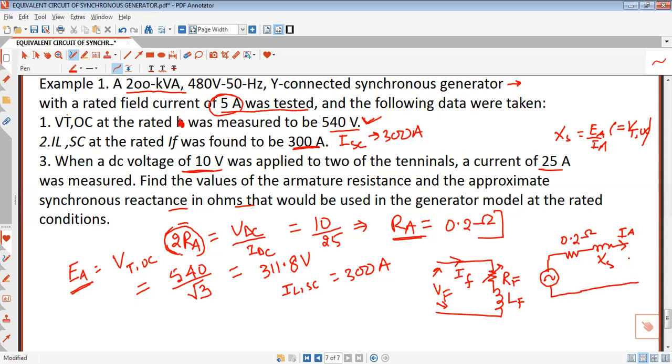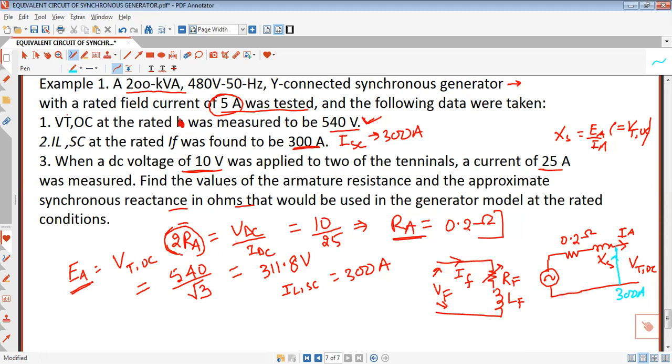So in the first case it is open, and in the second case it is shorted. This is the open circuit terminal voltage, which is found to be 311.8 volt, and I am taking some other color for the purpose of shorting. When it is shorted, the current flowing is 300 ampere. So we have to use all this to get the value. Now we can find XS, because the armature current ISC and VOC are known.